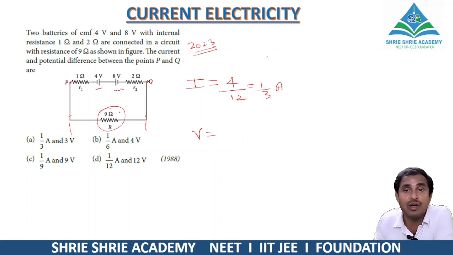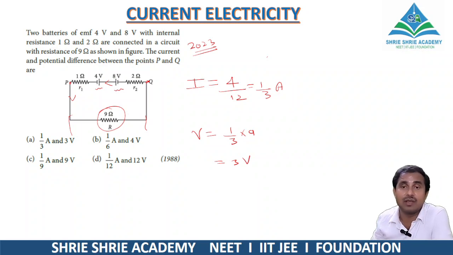V is equal to I into R, because this is not a parallel connection. The same current will pass, and the current direction will be this, because this is 4 volt, this is 8 volt. So 8 volt will decide the current. So voltage across is I, we got 1 by 3, resistance is 9. So you get 3 volt, right? The answer will be 3 volt and current is 1 by 3 ampere.